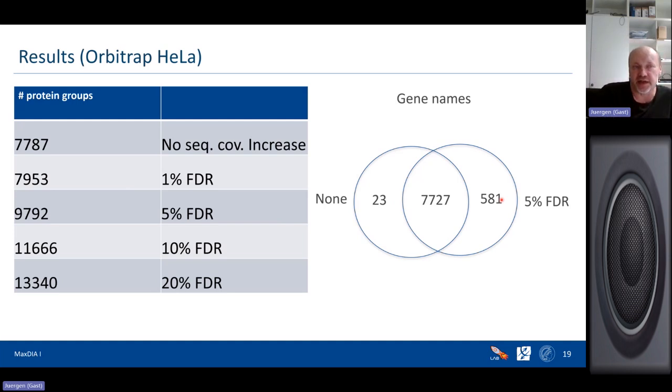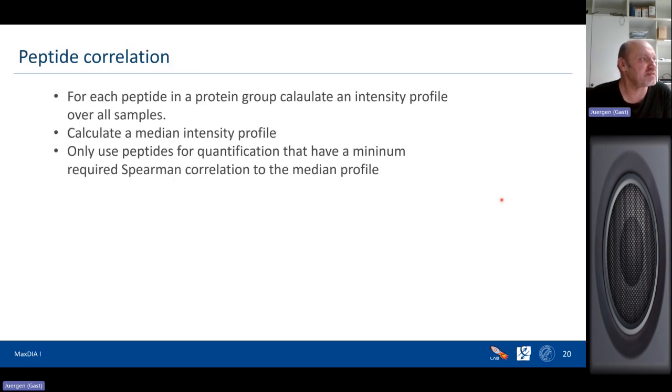Which suggests that the added protein groups come from being able to split the original protein groups and actually resolve isoforms, so resolve splice variants in these existing protein groups, which we see from the fact that we don't increase the number of gene symbols much by applying this sequence coverage increase algorithm. Okay, so that's interesting.